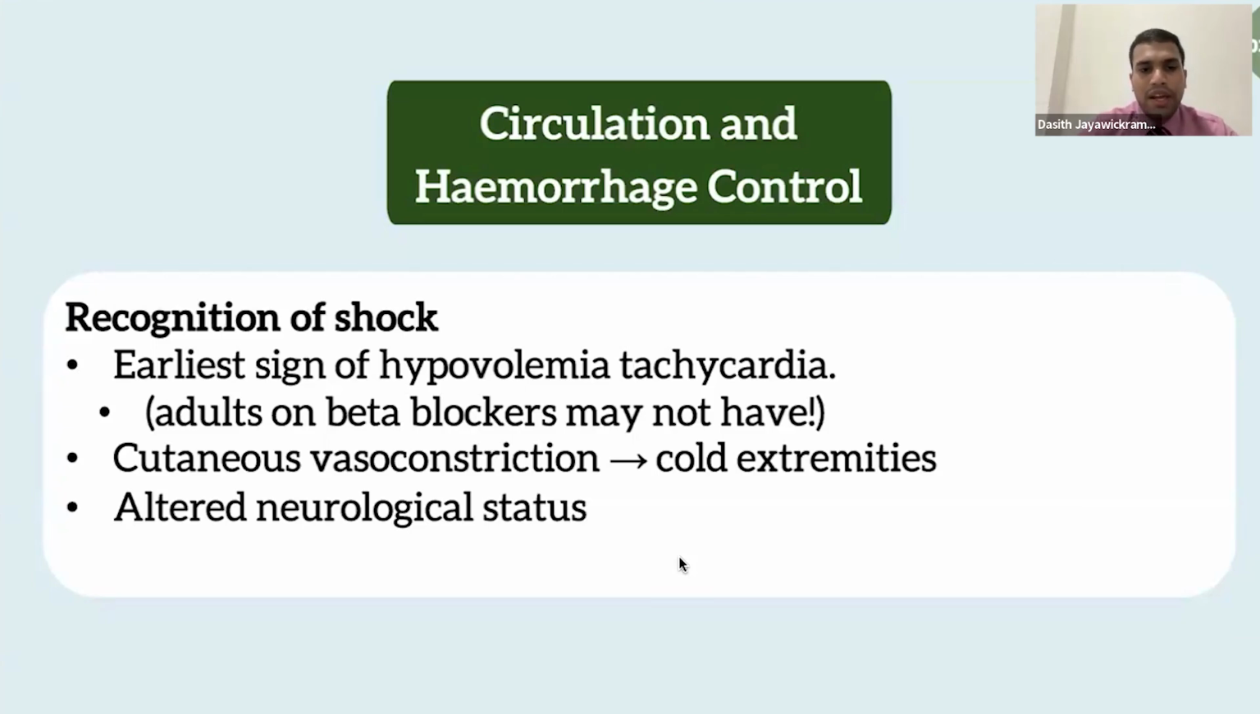And cutaneous vasoconstriction, as I told earlier: the extremities might be cold, distal pulses are barely palpable, and there is altered neurological status at the decompensation level. When there's reduced blood flow to the brain, there will be altered neurological status. For example, in class 3 and class 4 shock, there will be confusion and lethargy in the patient. We'll see what the classes of hemorrhage are.